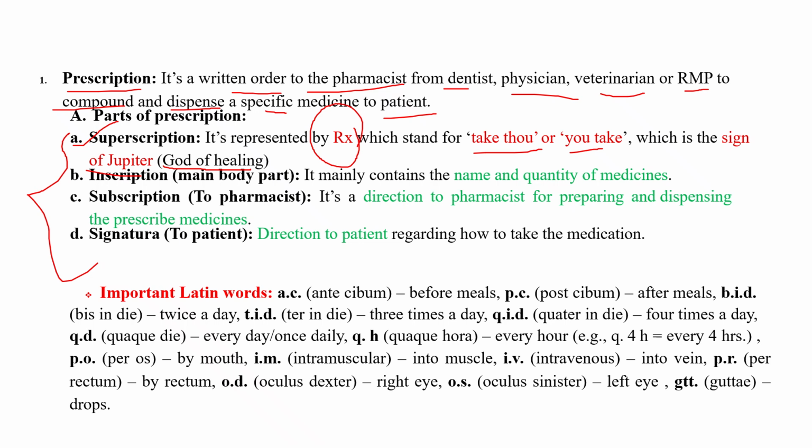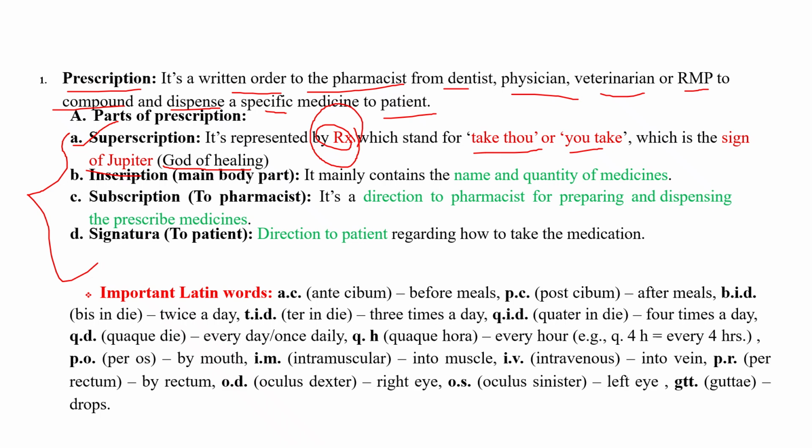In the superscription portion, a minimum of three questions may possibly be asked from superscription only. How is it denoted? By Rx. What does it mean? Take the, or you take. And what is the sign? This is the sign of Jupiter. And who is Jupiter? Jupiter is the god of healing.